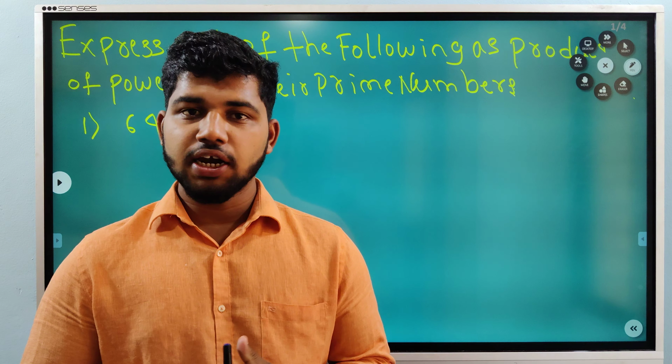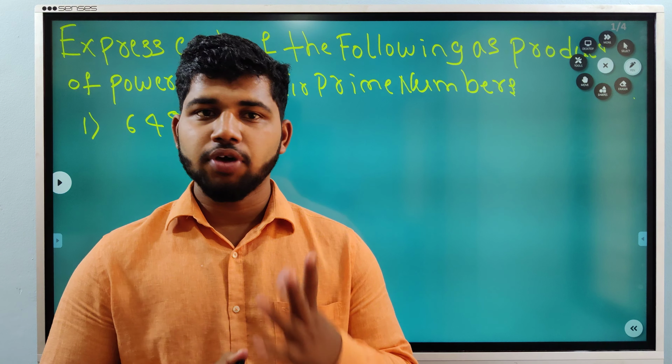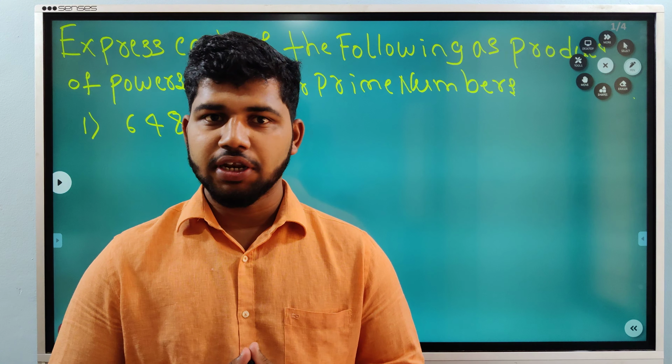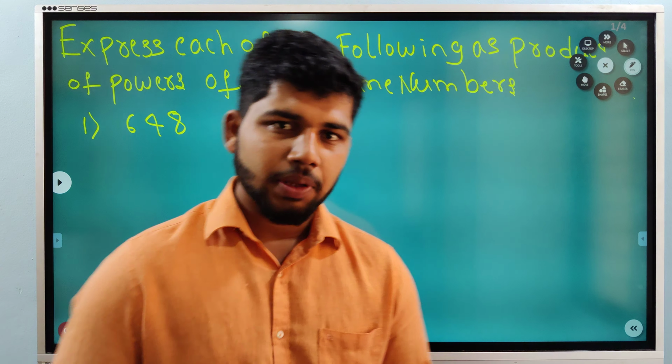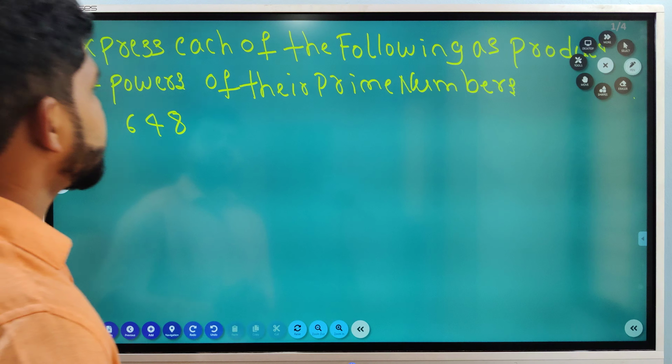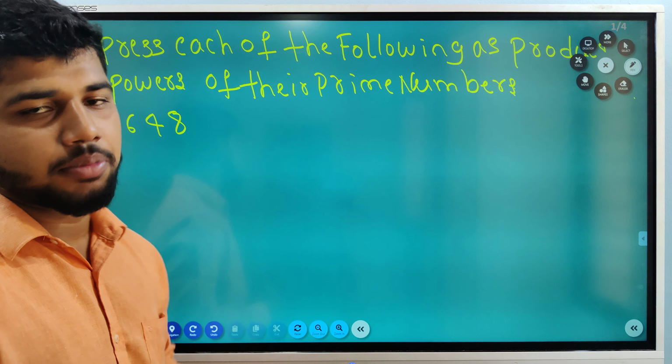In the last class, we already completed the fourth main problem, exercise 13.1. But in today's class, we are continuing with the remaining problems in the exercise. Now, look at the fifth main problem. Express each of the following as a product of powers of prime numbers.